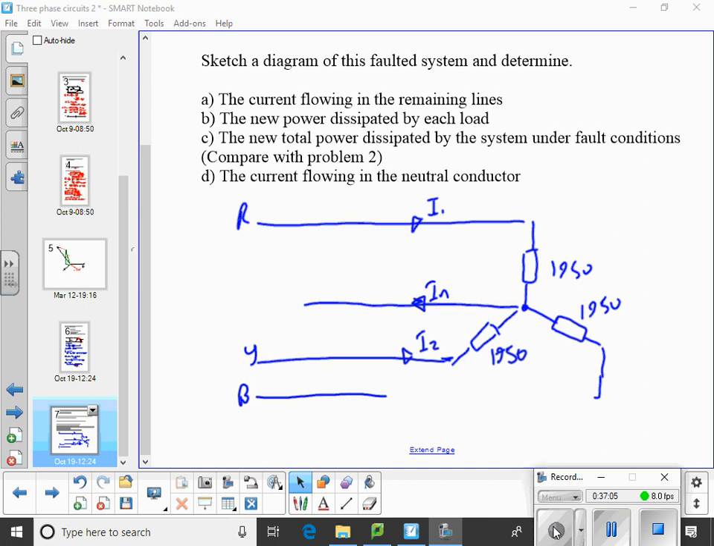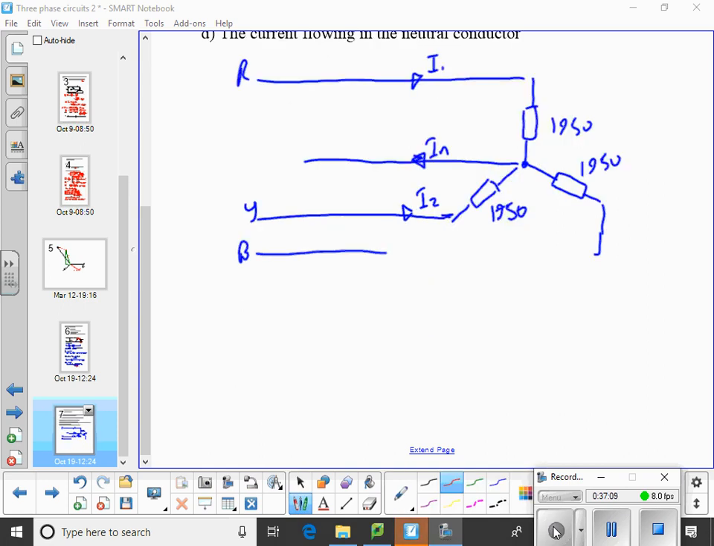Right guys, what are we doing? How do we do this then? Current flowing. So I1, in yellow for root 3, 59 milliamps.